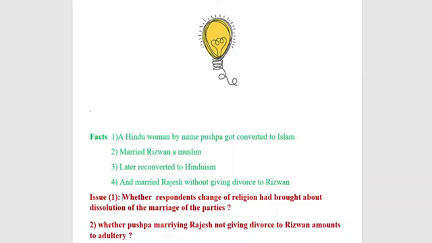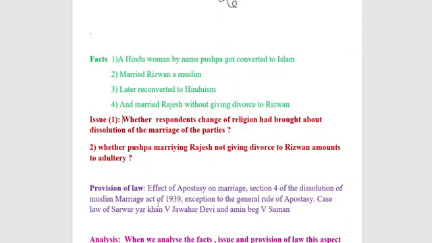Here, we have to look into what provision of law will be applicable. The provision of law is the effect of apostasy on marriage. On this background we have to solve this issue. And Section 4 of the Dissolution of Muslim Marriages Act of 1939 also will be applicable. And there is some exception to this general rule of apostasy that will be applicable to this problem.